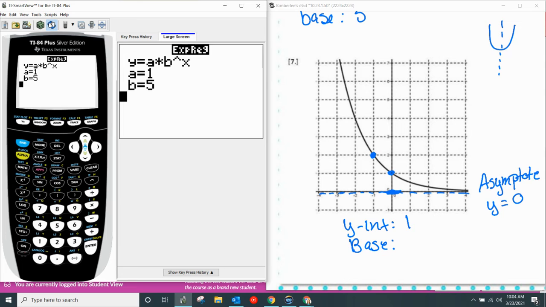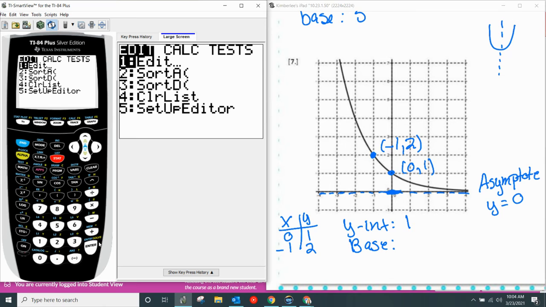So I could put these in a table to keep myself straight. This is the point right here, 0, 1. And this is the point where I go over to -1 on my x, and I go up 2. So I have 0 and 1, and I have -1 and 2. Those are the values that I want to put in my table over here in the calculator.